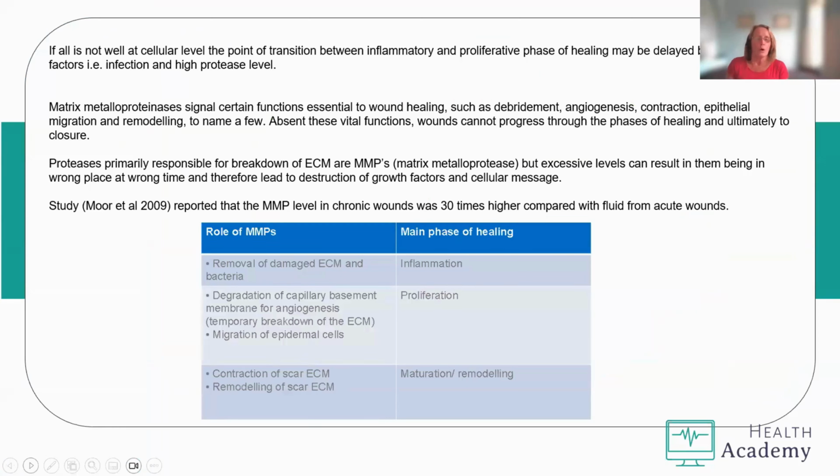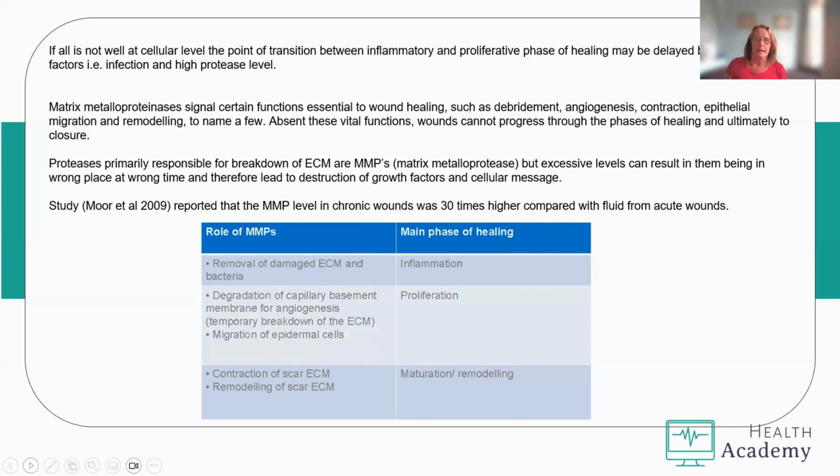So if it's not all well at a cellular level, then the wound still has to go through its phases of healing. We've got the initial phase, the inflammatory phase, the proliferative phase, and then the maturation phase. If things are not well at that cellular level, the wound doesn't move easily from the inflammatory phase into the real healing phase, which is the proliferative phase. And we need to think about what is stopping a wound from moving from one place to the other.